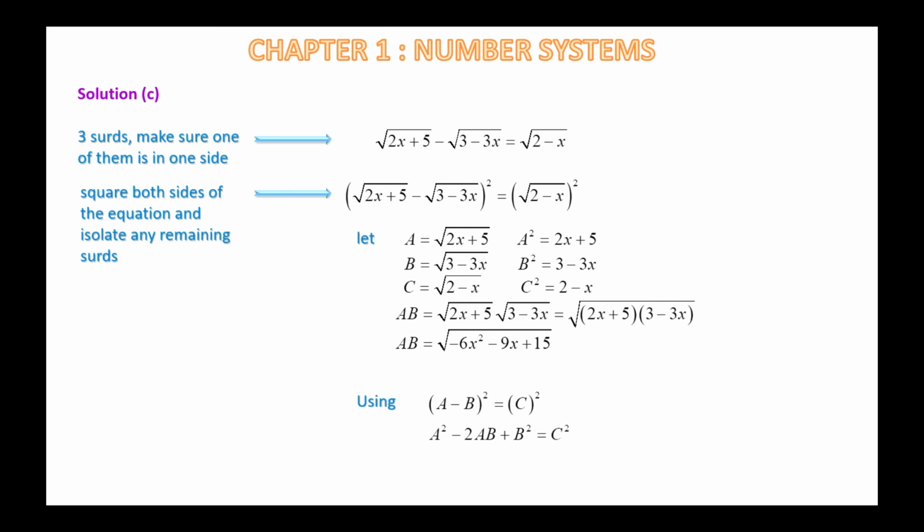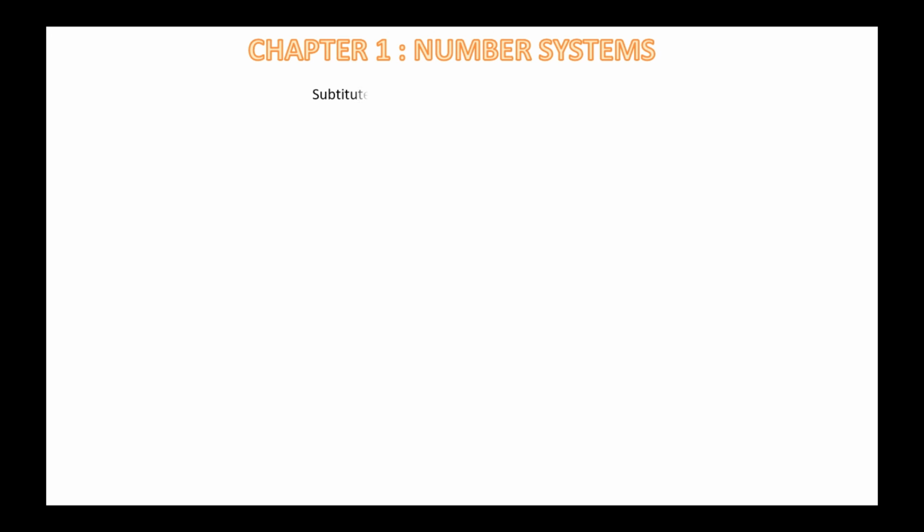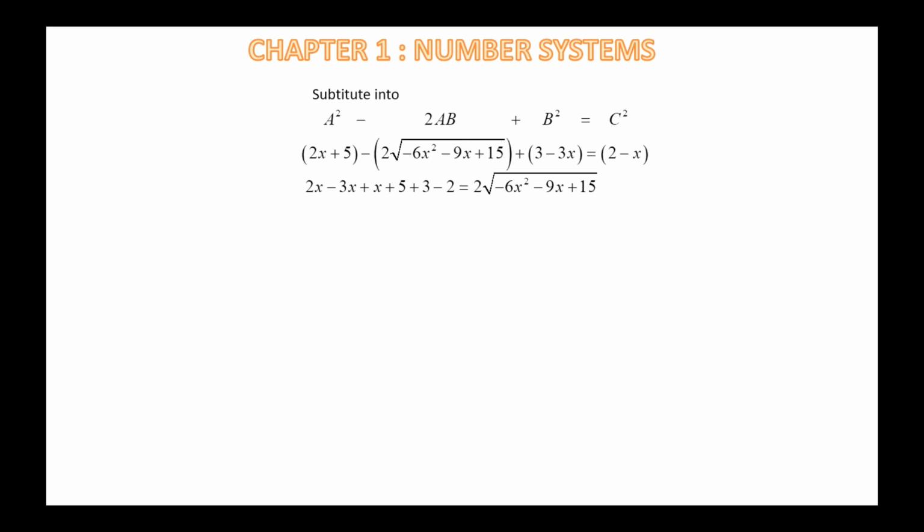Using a minus b square equals c square, expand, we get a square minus 2ab plus b square equals c square. Substitute all, a square, b square, c square and 2ab, into a square minus 2ab plus b square equals c square. Simplify, we get 3 equals root negative 6x square minus 9x plus 15.